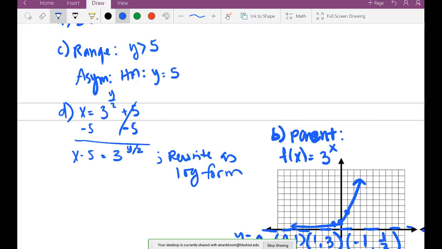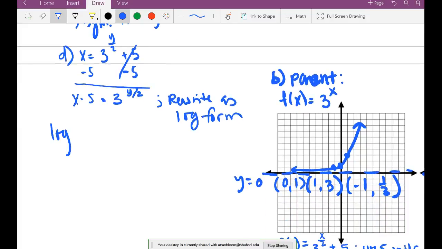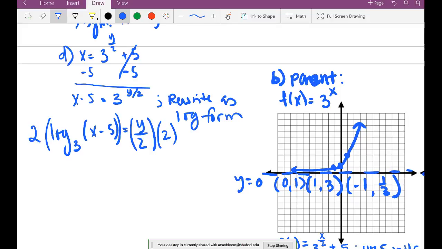Okay, log form. What do you want me to do? What's a log form? Log base what? 3. Okay. Log base 3 of what? X minus 5 equal to what? Y over 2. Beautiful. Okay, now what? Multiply both sides by 2. What you multiply to the right, you multiply to the left. All right, so y equals 2 times log base 3 of x minus 5.